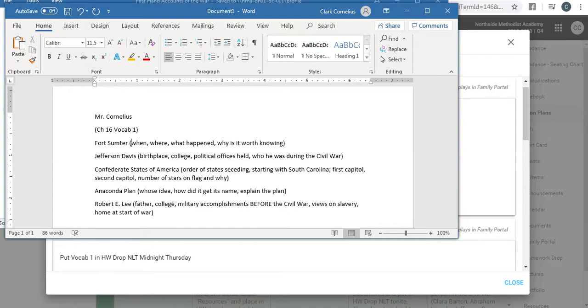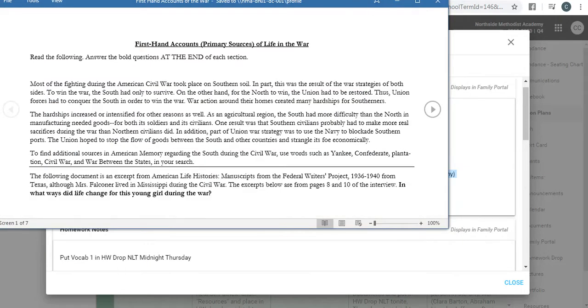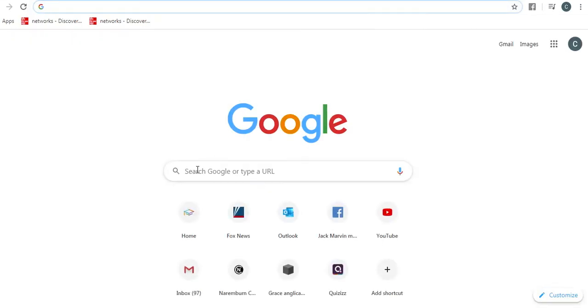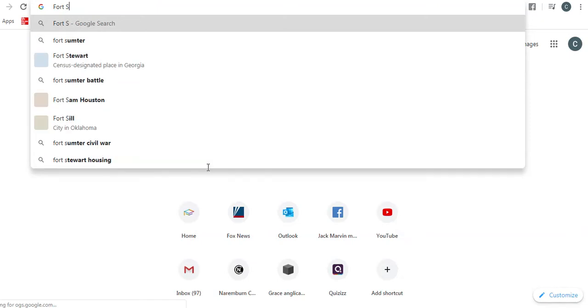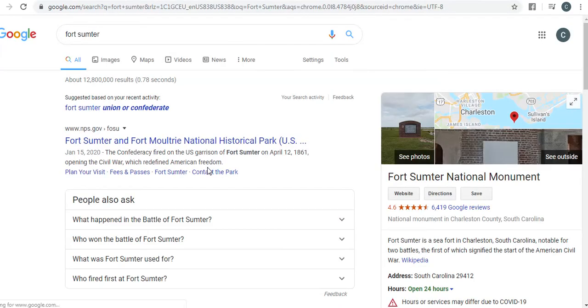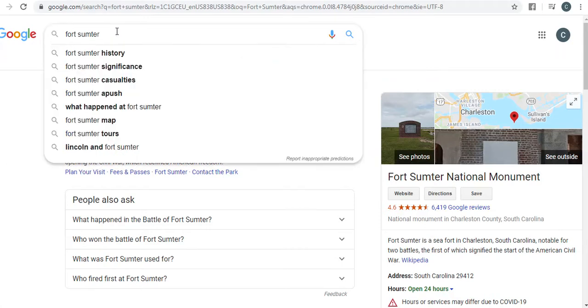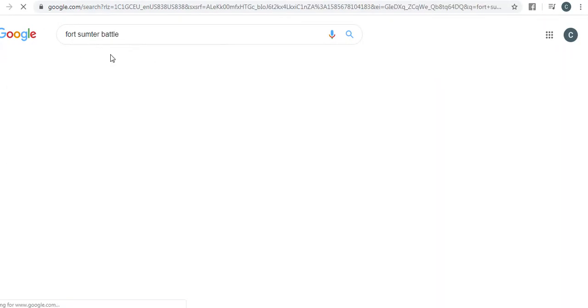Okay. And then I've got to answer these questions. So I'm going to put that down, just kind of minimize that for the side here. And I'm going to go into a tab up here at the top. And I'm going to start looking for that very first thing. So Fort Sumter. So I'm going to go into Google's Find. You can use any of these other ones, but I'm just going to look up Fort Sumter there. I'm going to find Fort Sumter, and I want to look up the battle itself. I know it has to do with a battle or significant. There we go, Fort Sumter battle.